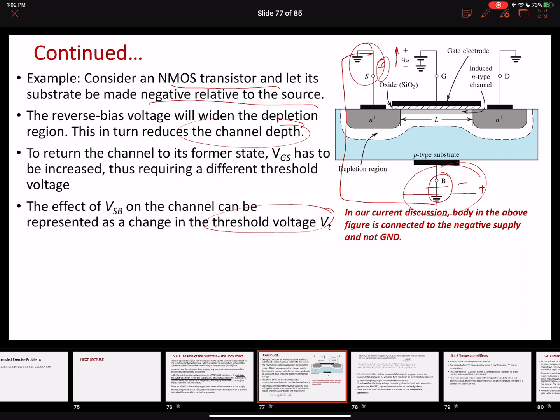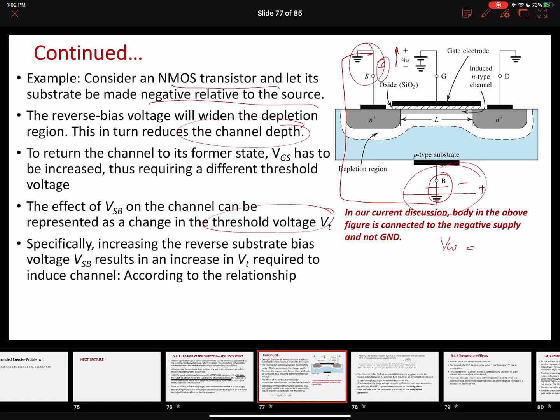So this means that our required gate to source voltage will be higher to induce a channel as well. Okay, right. So increasing the reverse bias voltage increases the VT required to induce a channel. So here's a relationship of the threshold voltage now, right? Just a quick reminder: threshold voltage was the voltage that we need to overcome to induce a channel in this enhancement type MOSFET, right?